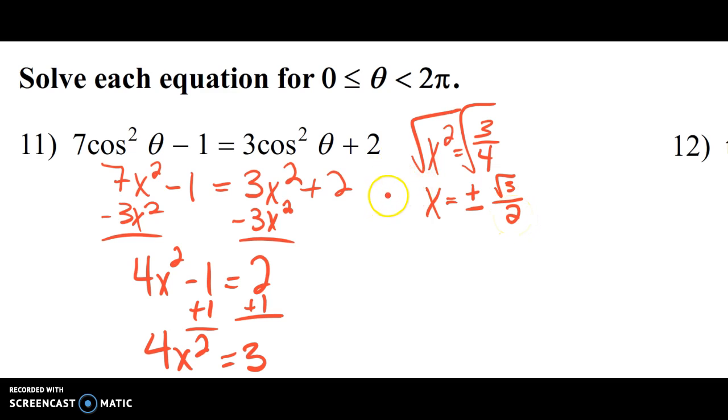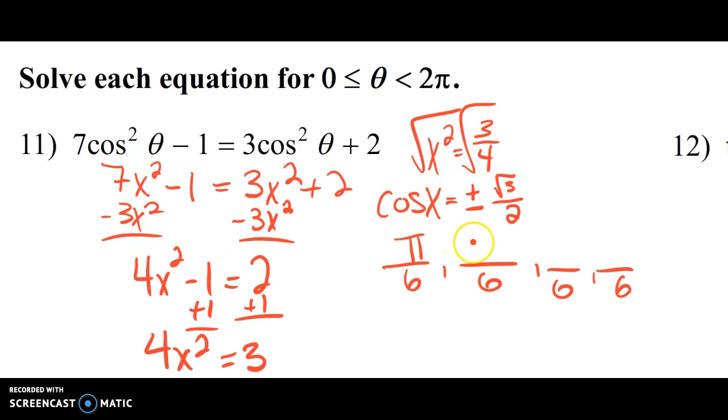So now, putting cosine back, cosine of x equals negative square root of 3 over 2, and positive square root of 3 over 2. So we need to figure out where cosine is negative and positive square root of 3 over 2. To answer this is all of our pi over 6's. There's going to be all 4 of them because I want where it's positive and negative.